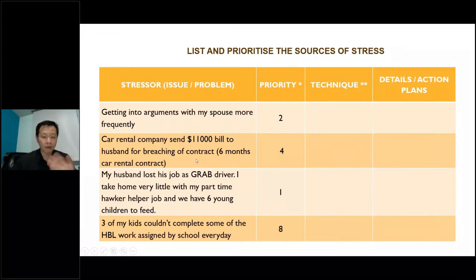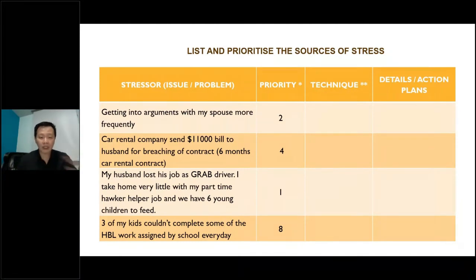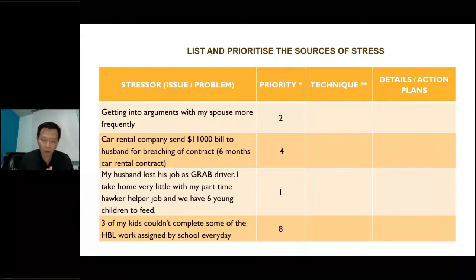So for that case, I'm going to show you. Getting into arguments with her spouse is actually like a tool to her. The car rental company sending the bill, actually she says four. Basically she says, I don't care, I didn't owe them any money, and we don't even have money. I'm going to care if it's 11,000? I don't even have $11. So to her it's bugging her, but it is a four. I don't know how to do this. I think we're going to connect her to social workers, we can help her.